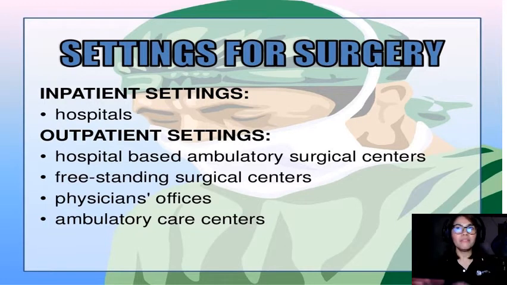Next, we have different settings for surgery. We have inpatient and outpatient. When you say inpatient, that refers to patients inside the hospital. Meanwhile, for the outpatient settings, you have your hospital-based ambulatory surgical centers, freestanding surgical centers. We have the physician's offices, no, pag very minor surgery lang. So they can perform it within their clinic. And lastly, we have the ambulatory care centers. So those are your settings for surgery.